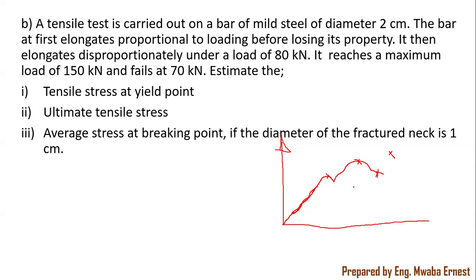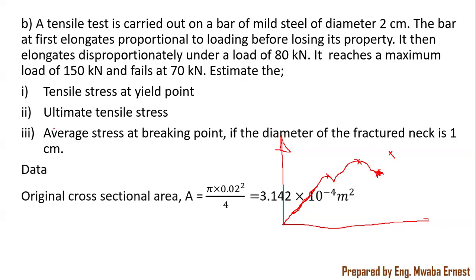These are important points. If you look at the load extension graph for mild steel, the one we've put here, this is our yield stress. The material yields, meaning it has been deformed, the proportionality is gone, it's not going to be recovered. Then the maximum value corresponds to this. This is your UTS. Then it ends up snapping at that last point. So with that in mind, we can plot down the data.